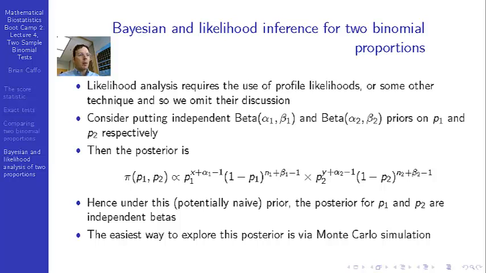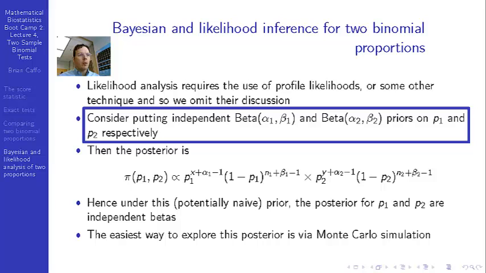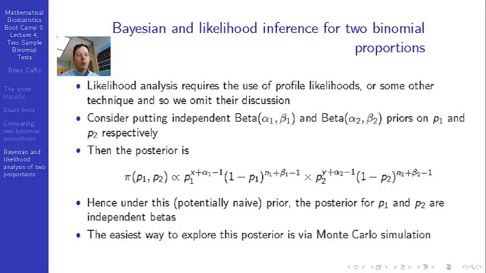So instead, let's talk about being a Bayesian. We talked about, for a single binomial proportion, putting a beta prior on a probability to get a posterior. So imagine putting an independent Beta(alpha 1, beta 1) prior and a Beta(alpha 2, beta 2) prior on P1 and P2 respectively. Then the posterior, so remember how the calculation goes: you take likelihood times prior equals posterior.